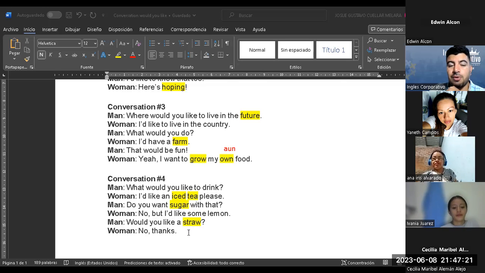Esta palabra es importante. Straw, ¿ok? Straw. ¿Ok? Future, farm, grow, own, iced tea, sugar, straw.